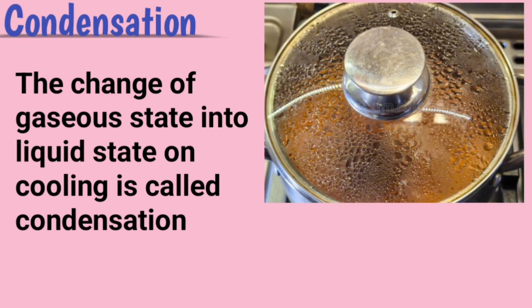Condensation. When steam gets cooled, it condenses to form water again. This happens because on cooling steam, the movement of water molecules becomes slower. They start to move close to each other. They become less free to move and thus come closer to each other to form water. The change of gaseous state into liquid state on cooling is called condensation.